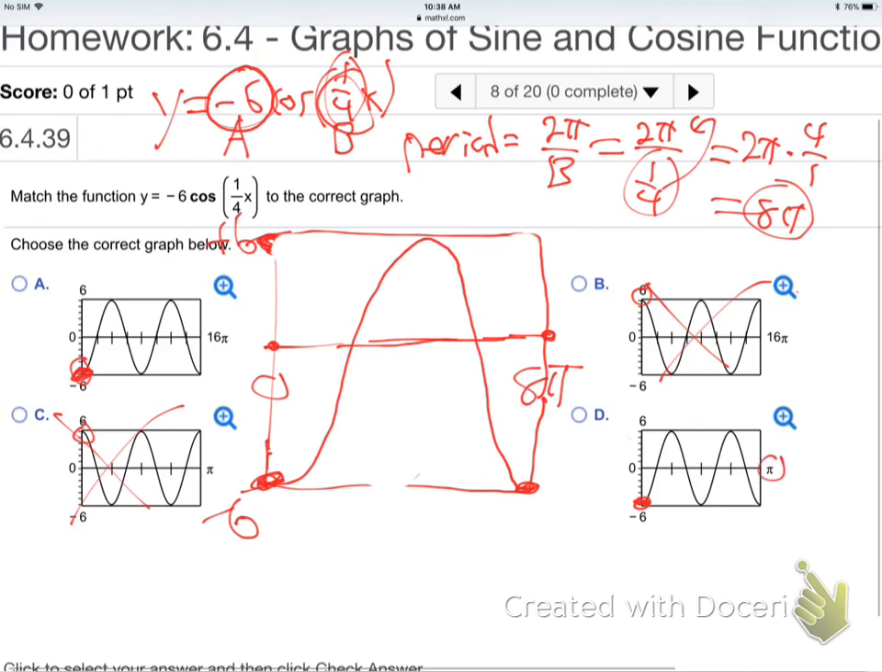This one finishes by pi. No way. Now, is A really right? Yeah, they went to 16 pi. What they did is two full cycles. So 8 pi is halfway there. Here's 8 pi, which is exactly what we have, an upside down U from 0 to 8 pi. They just did it twice, two cycles. That's right. Make sense?